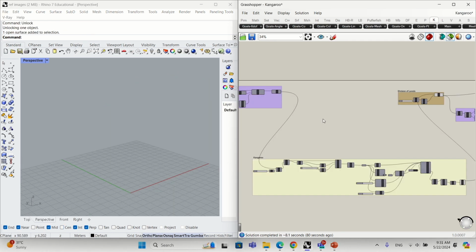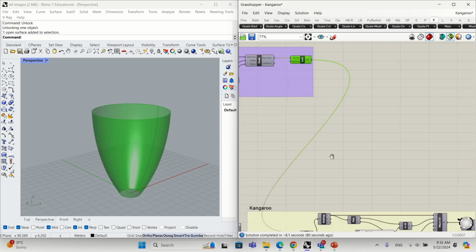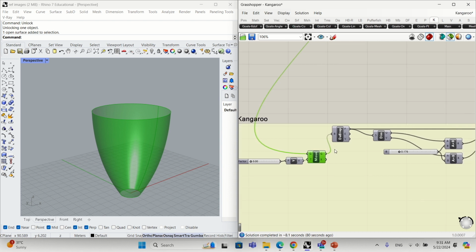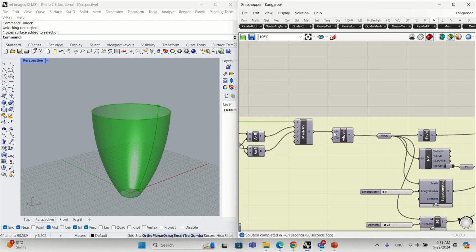In terms of the attempt at incorporating Kangaroo, it started by connecting the lofted base surface to a move component, which allowed us to deconstruct the B-rep, and eventually connected to a Weaverbird join meshes in order to join a large number of meshes together.